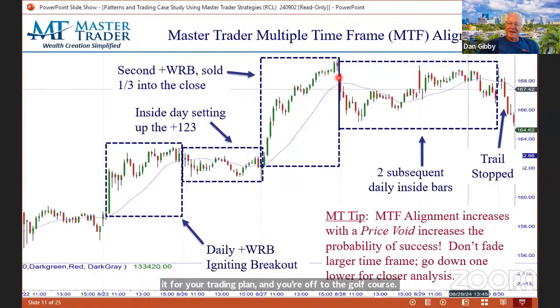I'll show you this in the management picture, but we had such a beautiful big gain. Look, we sold a third of our position just into the close. That was our management. We had such a big rapid open gain, but only a third. It still looked great. And then there were 2 subsequent daily inside bars, and then we trail stopped out under the inside bars. So you can see I'm showing you multiple concepts here.